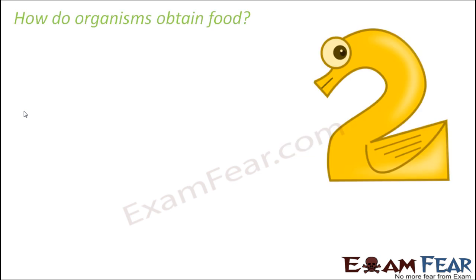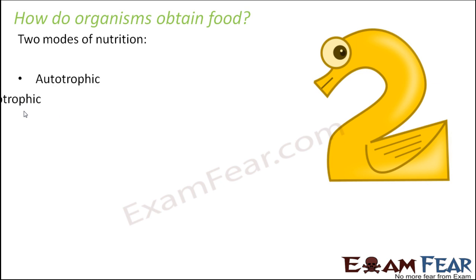What are the different modes of nutrition for plants? So how do they get nutrition? How do they obtain their food? Now, not only plants, if you talk about any living organism, there are basically two modes of nutrition. And what are those two modes? Autotrophic and heterotrophic. These are the two basic modes of nutrition for all living organisms.